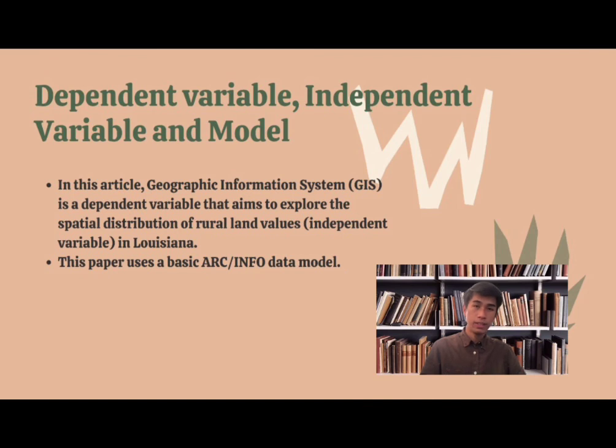In this article, Geographic Information System (GIS) is the independent variable that aims to explore the spatial distribution of rural land values in Louisiana. Rural land values are the dependent variable. GIS is defined as an organized collection of computer hardware, software, geographic and personnel data designed to efficiently capture, store, update, manipulate, analyze, and display all forms of geographically referenced information.